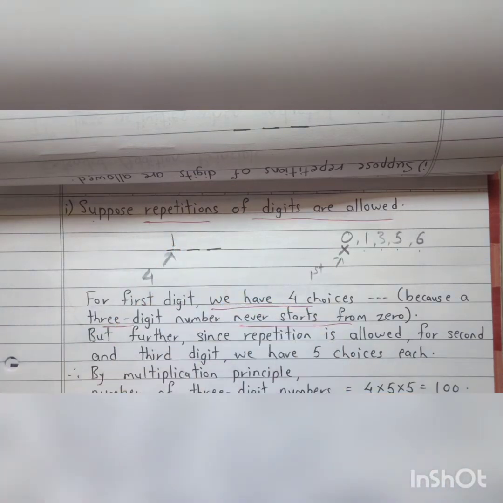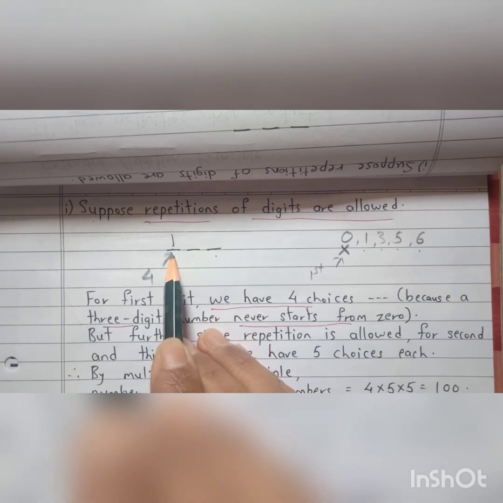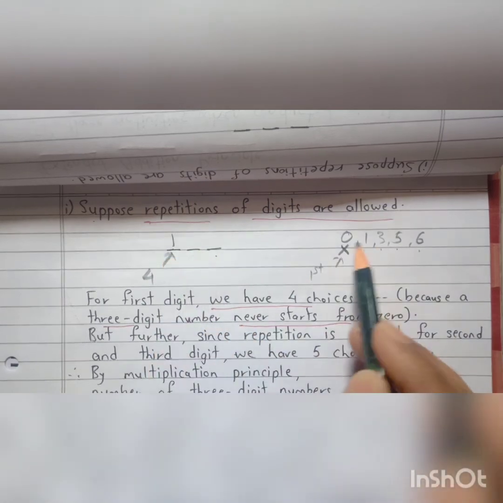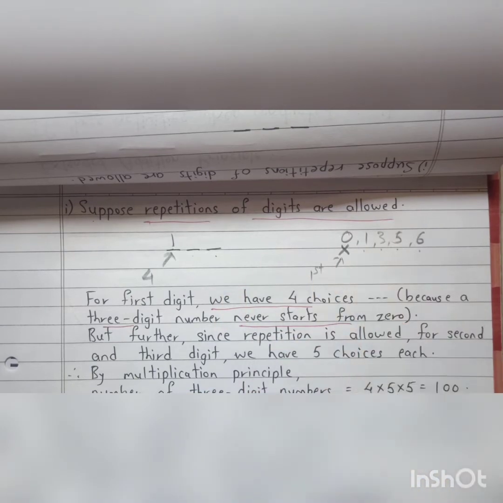Now suppose I write a digit, say 1 here. Now what is given to me? Repetitions of digits are allowed. That means I can write this one on the second place also and the third place also. So although I have used 1 here, that does not mean 1 is excluded now. 1 is still there in my choice list. That's what I have written here. So further, since repetition is allowed, for the second and third digit we have 5 choices each.